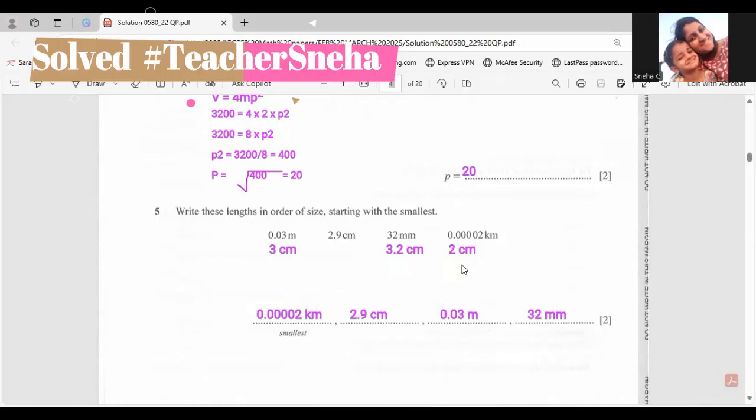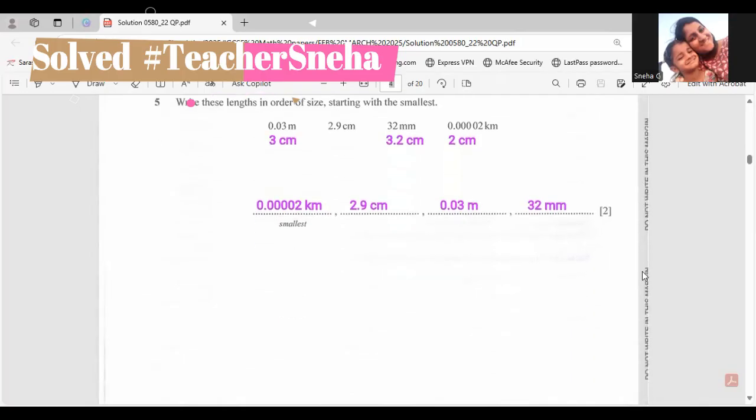Now, when I arrange them in smallest, obviously 2 centimeters is the smallest, so that has to come first. But I will not write the one which I have converted. You need to write the one value which was given by the examiner originally. So we write 0.0002 kilometers as the first value. That's the smallest value. Then 2.9 centimeters. Then 0.03 meters, which was 3 centimeters. And post that 3.2 centimeters, that is 32 millimeters. So here we arrange the lengths starting from smallest to largest.